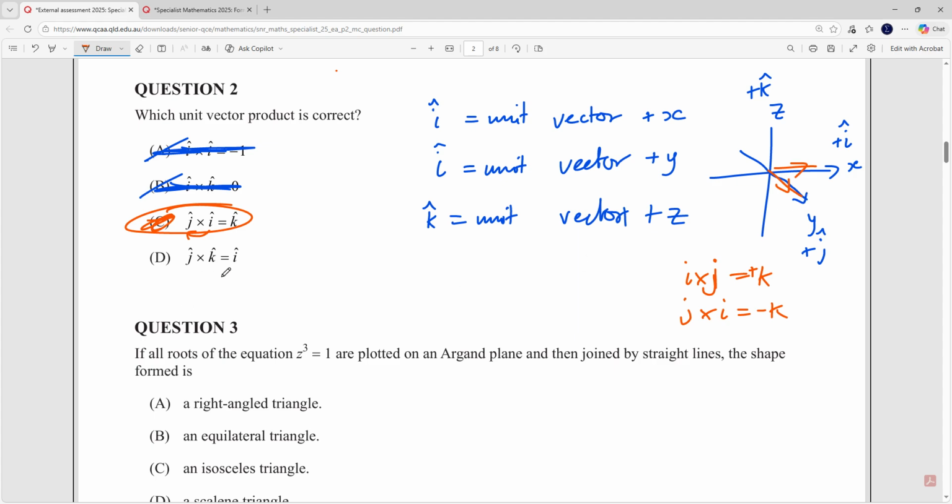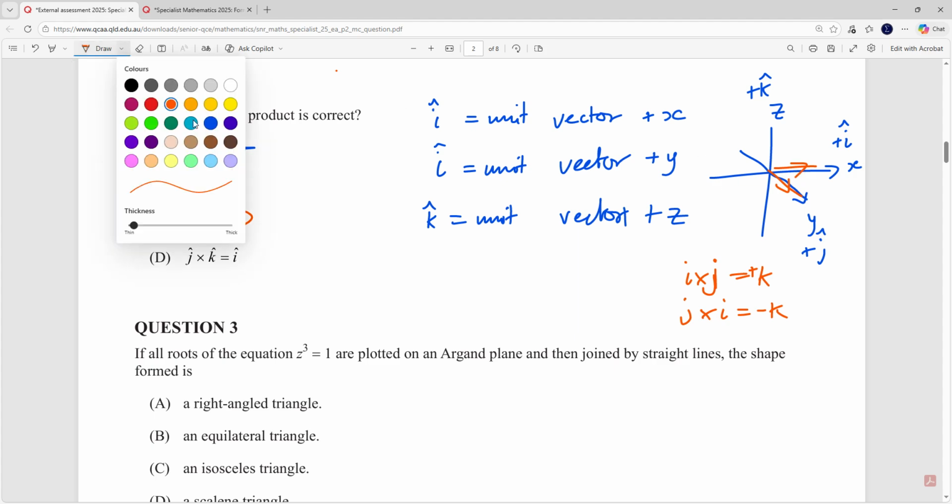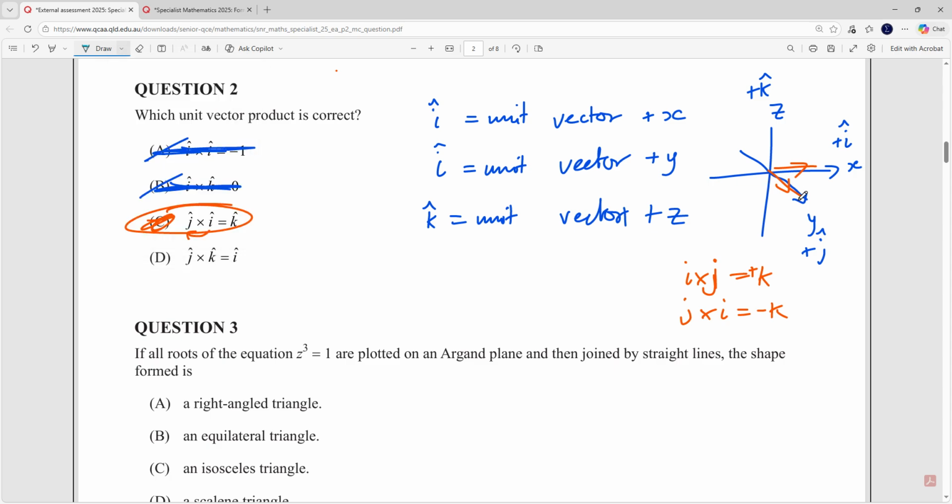Now this means this is the only correct answer, and this makes sense. J crossed with K does give you I. So if we looked at it from that perspective, we have J crossed with Z gives you that vector there, and that is true. But that is a sneaky question.